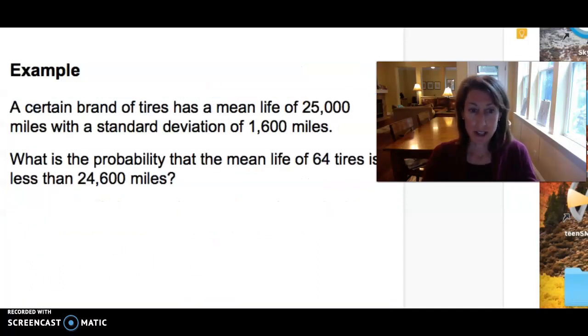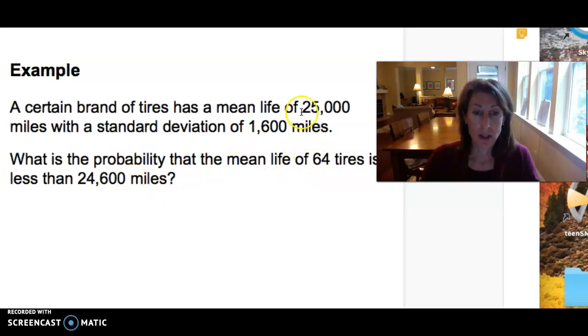Okay, so let's do an example. A certain brand of tires has a mean life of 25,000 miles with a standard deviation of 1,600 miles. So we don't know if this is a normally distributed data set, so we're going to do our central limit theorem, which allows us to use our tools. And we're going to do the same types of things where we want to know the probability that something is greater or that it falls into this part of the distribution. So what's the probability that the mean life of 64 tires is less than 24,600 miles?